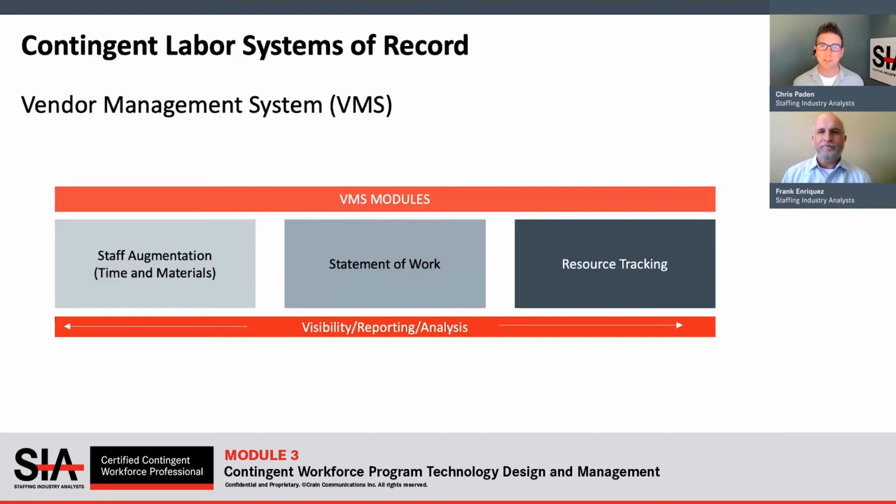We've seen saturation of our VMS market over the last 10 years at the majority, over 50% of buyer organizations that have adopted this type of technology. So it's really important that we take a good look at it and talk about all the things that it should be doing for our organizations.